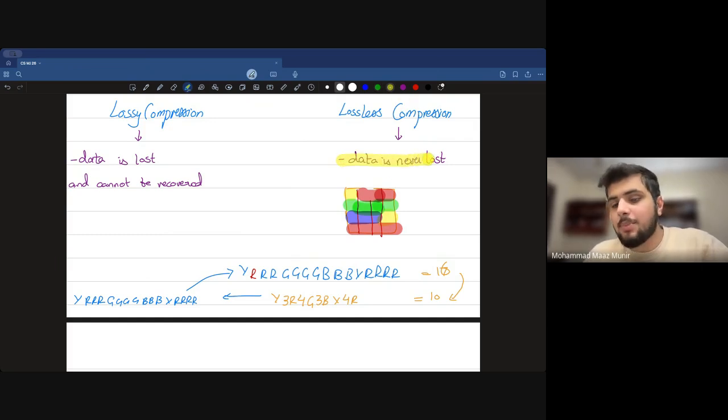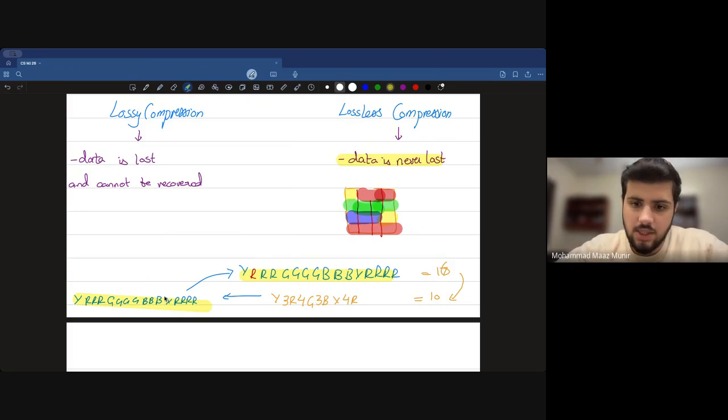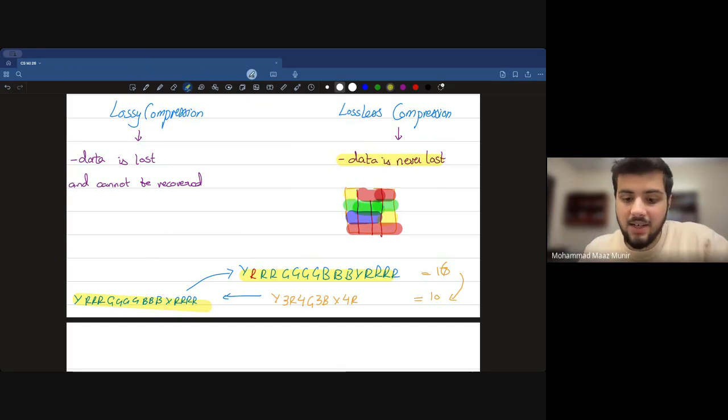But within lossless compression, because we have to identify such patterns, it can't be applied everywhere. So I can't say that I have a very important file and I'll just apply lossless compression on it, or maybe a specific video on which I'll apply lossless compression. It's only applicable in places where a pattern could be identified.